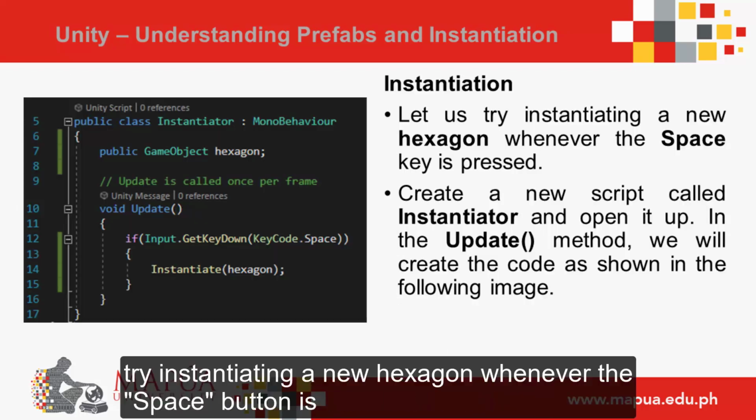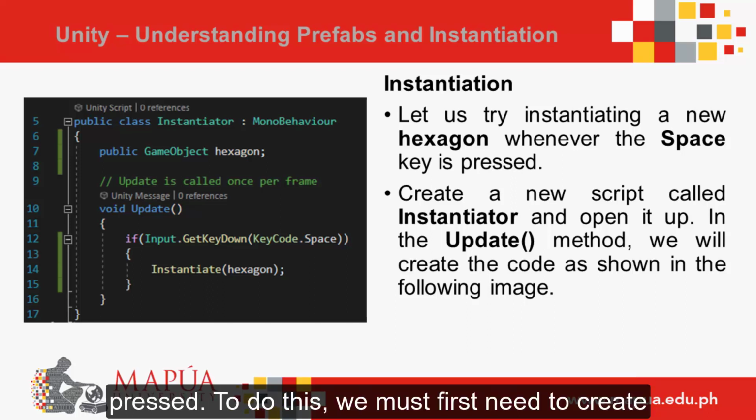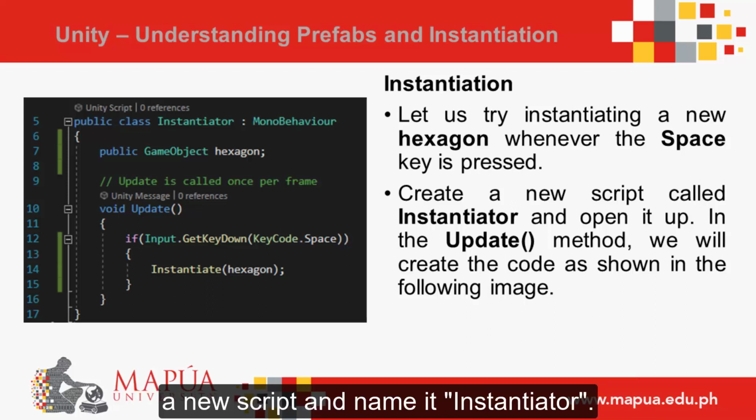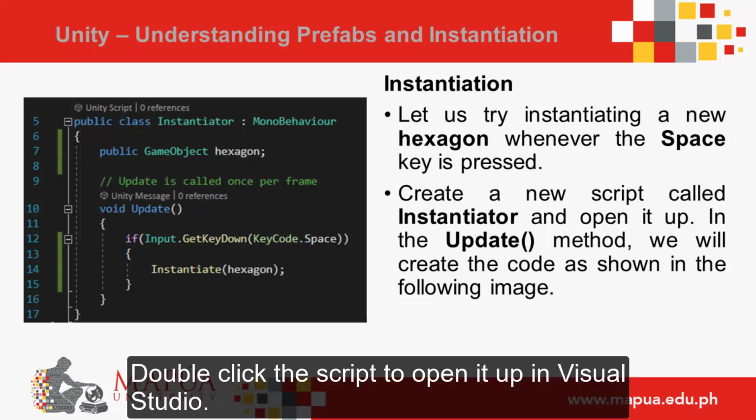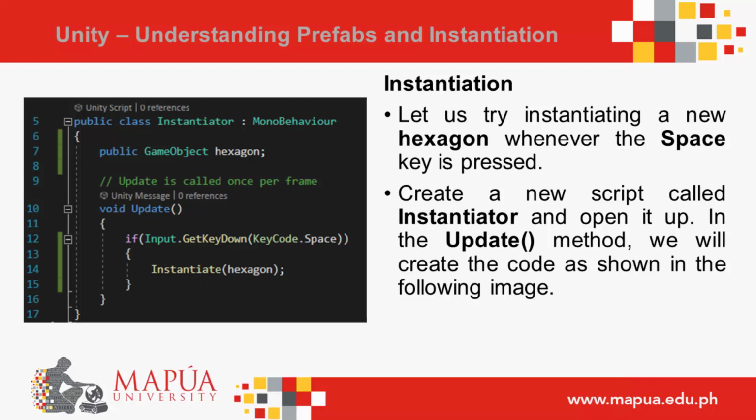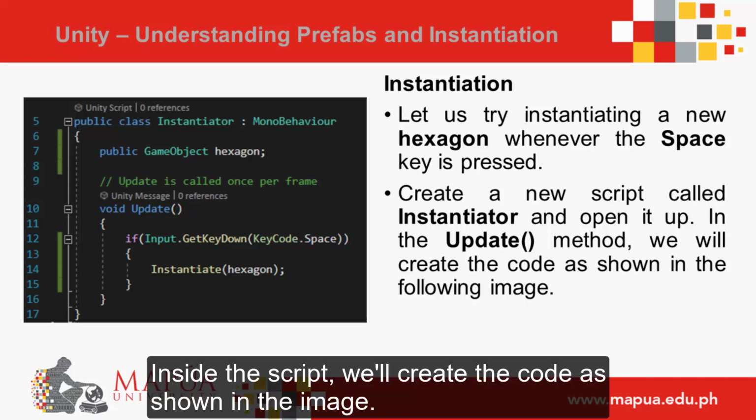Now, let's try instantiating a new hexagon whenever the space button is pressed. To do this, we must first create a new script and name it Instantiator. Double-click the script to open it up in Visual Studio. Inside the script, we'll create the code as shown in the image.